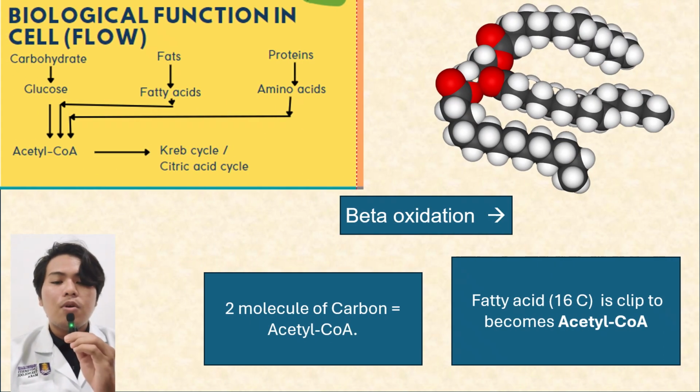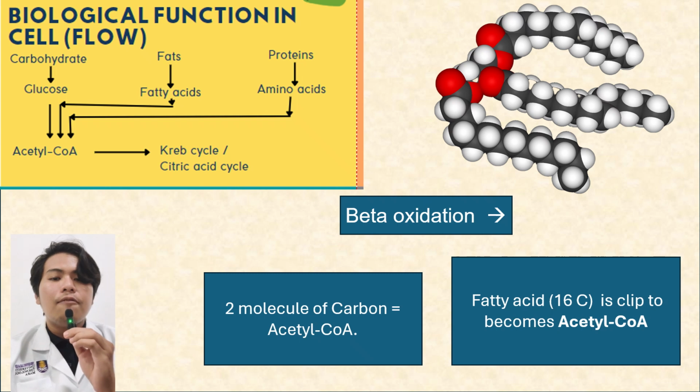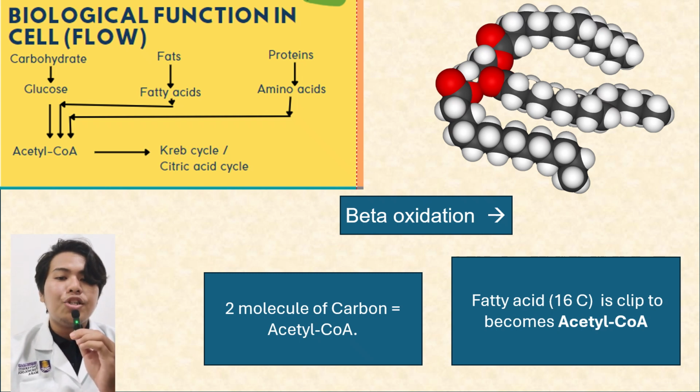Now, the second flow is the fat. The fat undergoes beta oxidation to become fatty acids. Fatty acids have 16 carbons. The 16 carbons are then clipped two at a time and become acetyl-CoA. Or in other words, two carbon atoms from the fatty acid equal one acetyl-CoA.